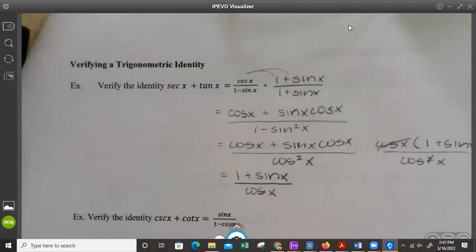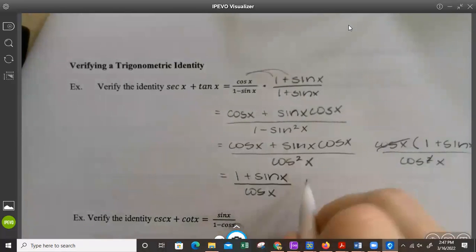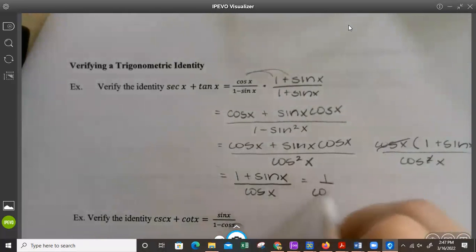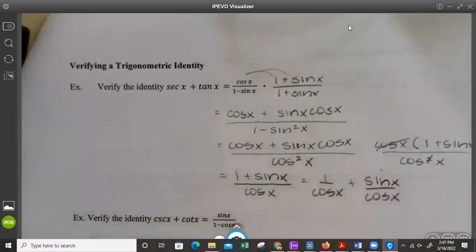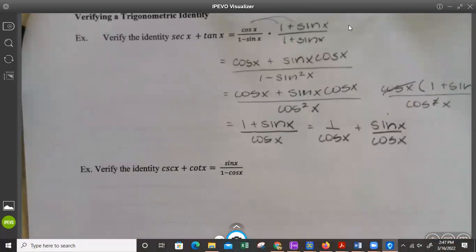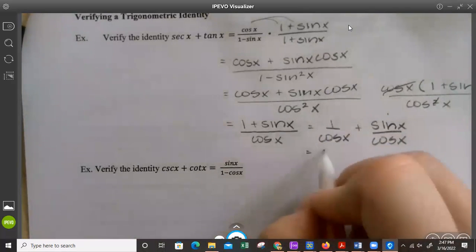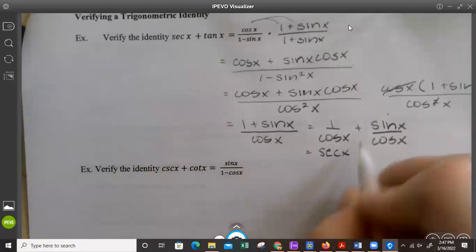Addition in the top of a fraction is good. Or subtraction, because then we can split the fraction up. The way we can split it up is 1 over cosine plus sine over cosine. So each term over its own denominator. What's 1 over cosine? Sine over cosine?